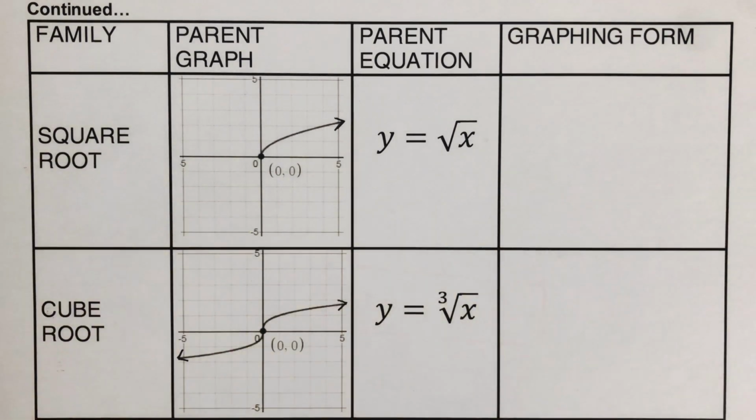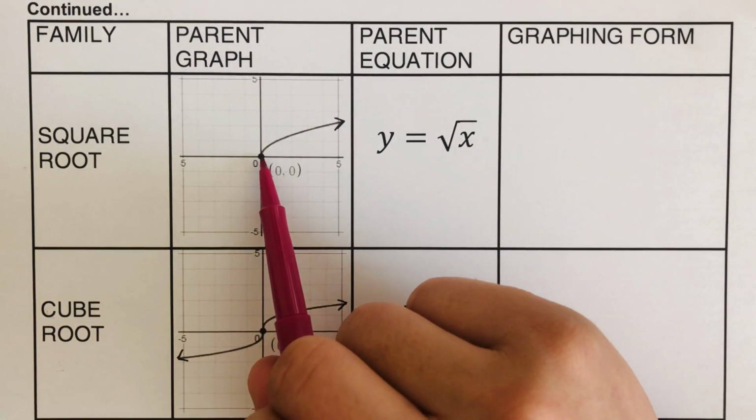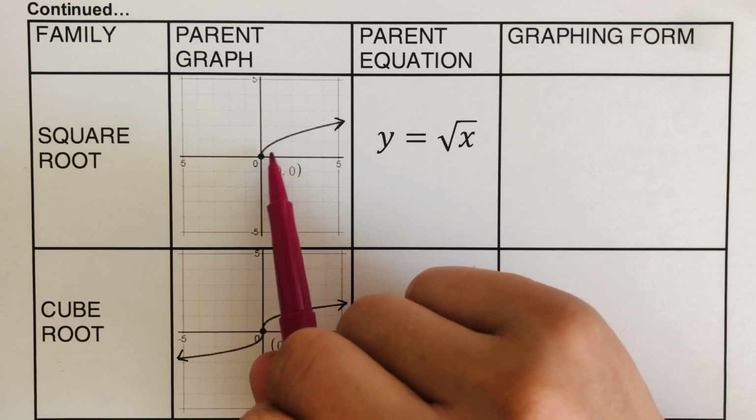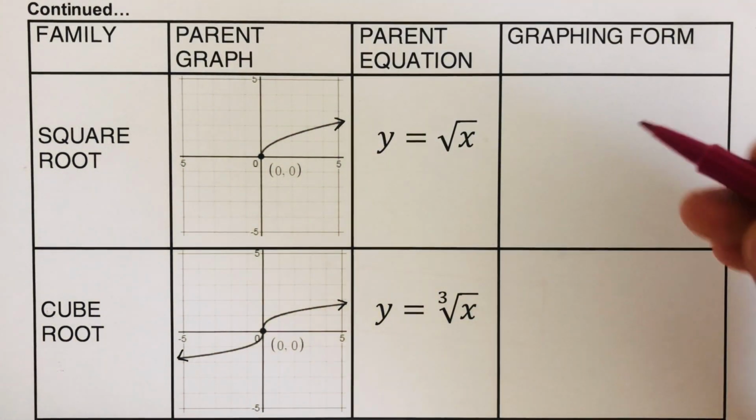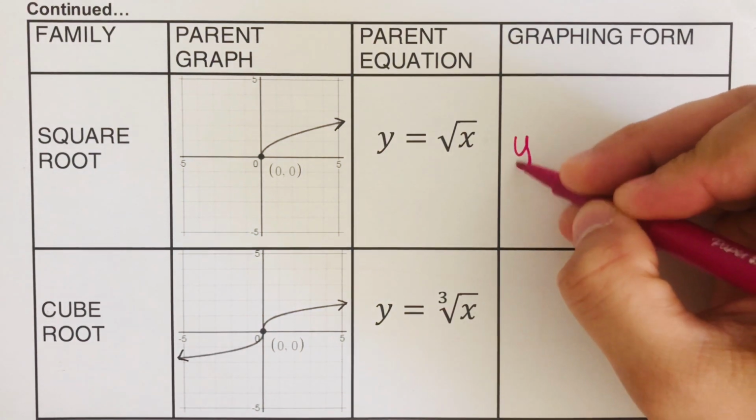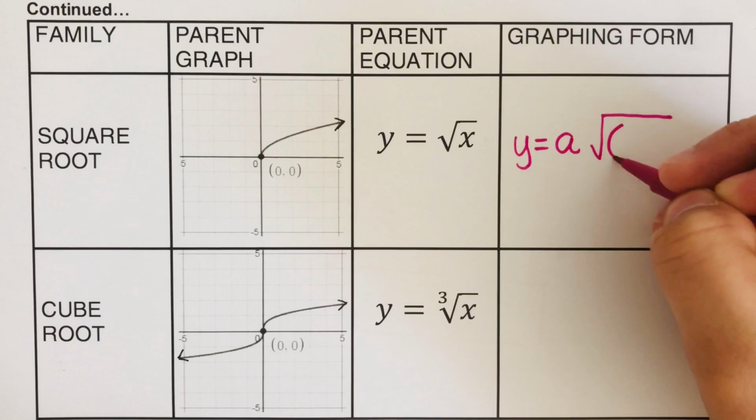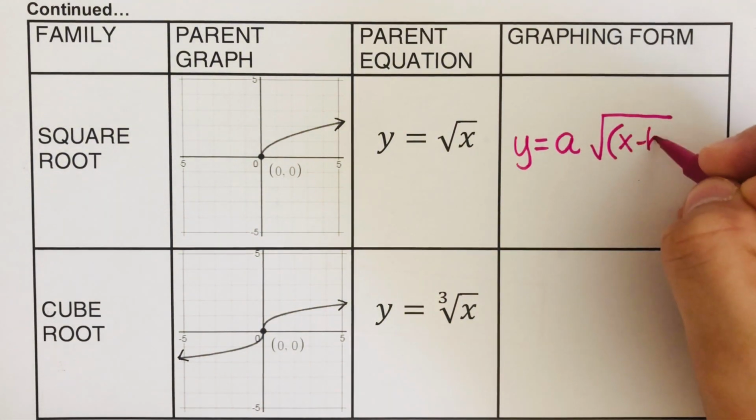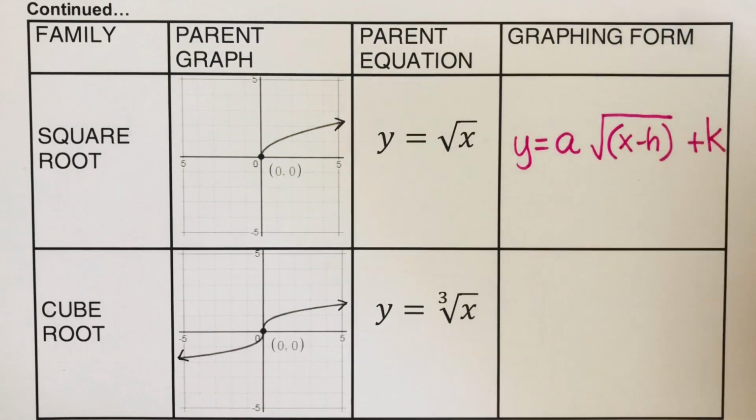Okay, so we go over the problem here. So square root function. This is the vertex of the square root function, and this is at the same time the end point. So it's directed to the right. And this is the parent equation. And so we can go ahead and write the graphing form for this. y is equal to a square root of, x will be paired up with h, so that would be x minus h. And then the k will be outside of the square root, plus k.